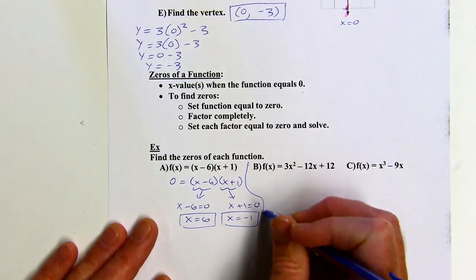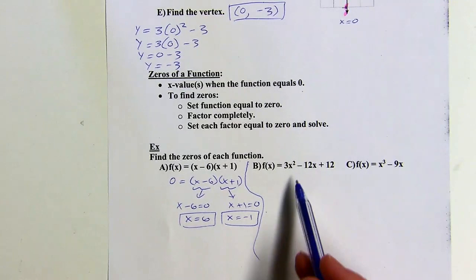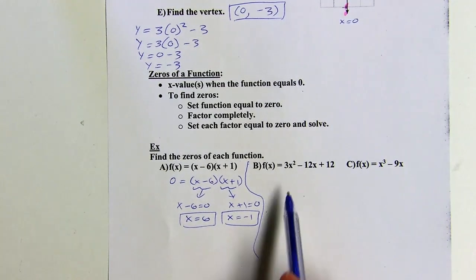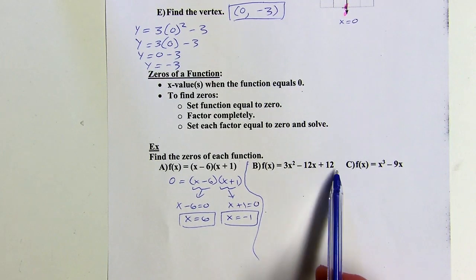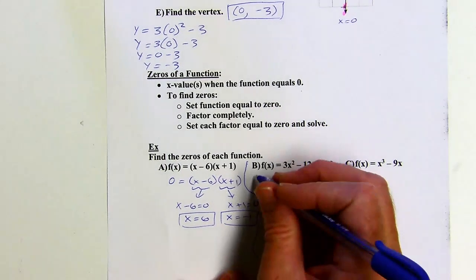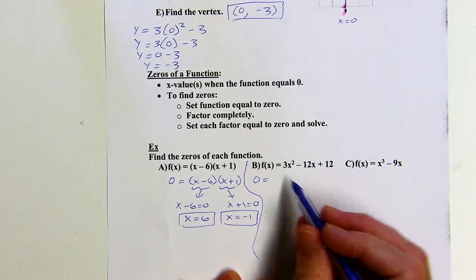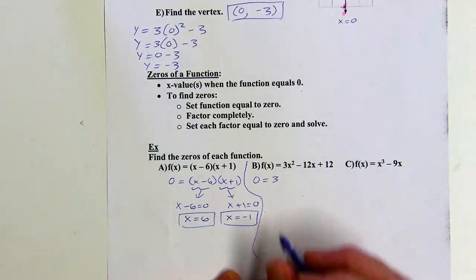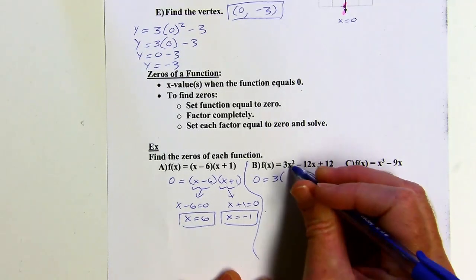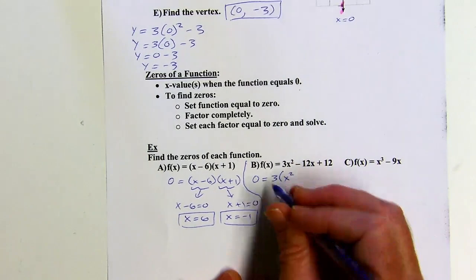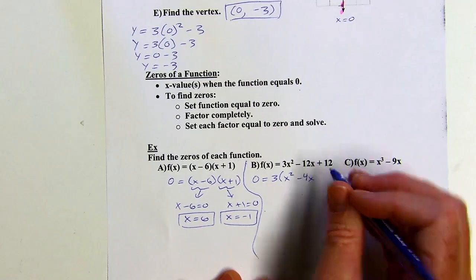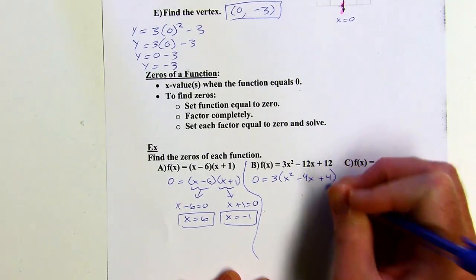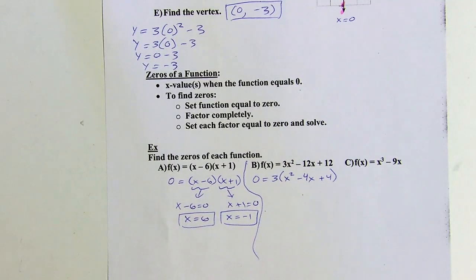All right, this next one is not factored, so I have to factor it myself. The first thing I'm looking for is a common factor, and I'm seeing 3 goes into everything. So I'm going to plug a 0 in for f of x, and then I'm going to factor out a 3. Okay, 3 times something is 3x squared; that would be x squared. 3 times something is negative 12x. 3 times something is 12. Okay, so I got it down to that.